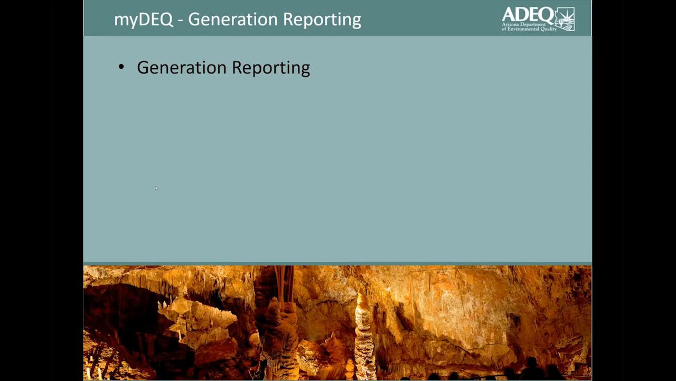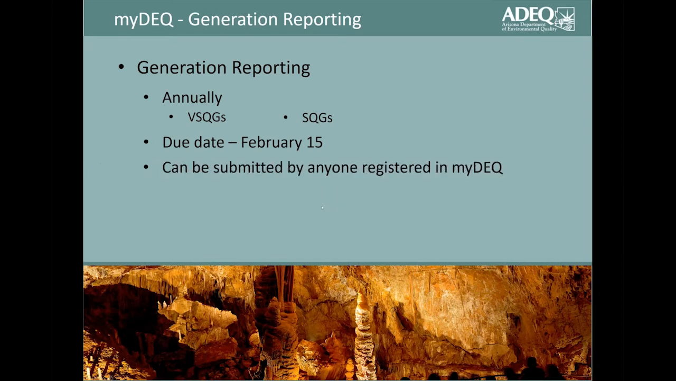Okay, generation reports must be submitted by all generators, but the timing depends on the generator's status. So annual reports are submitted by very small quantity generators and small quantity generators. And their due date is February 15th. And they can be submitted by anyone registered in MyDEQ. And that is because this is just a transaction between the state and the customer. So EPA is not involved. So a signature agreement is not needed. So again, anybody registered in MyDEQ can submit a generation report.